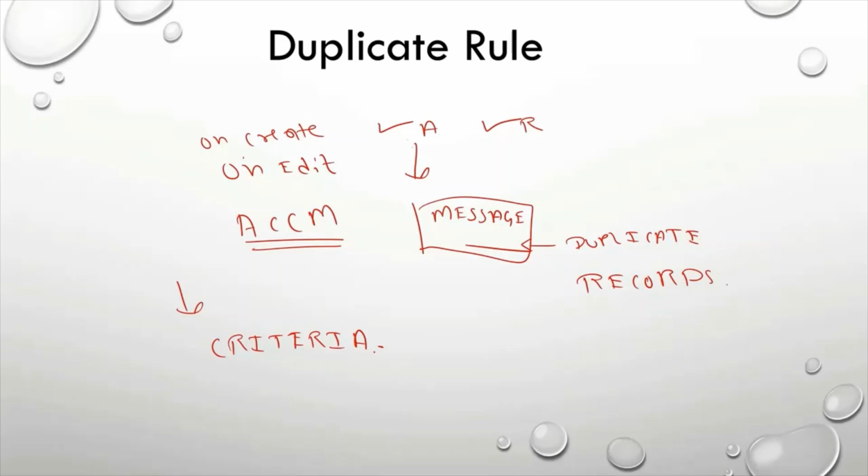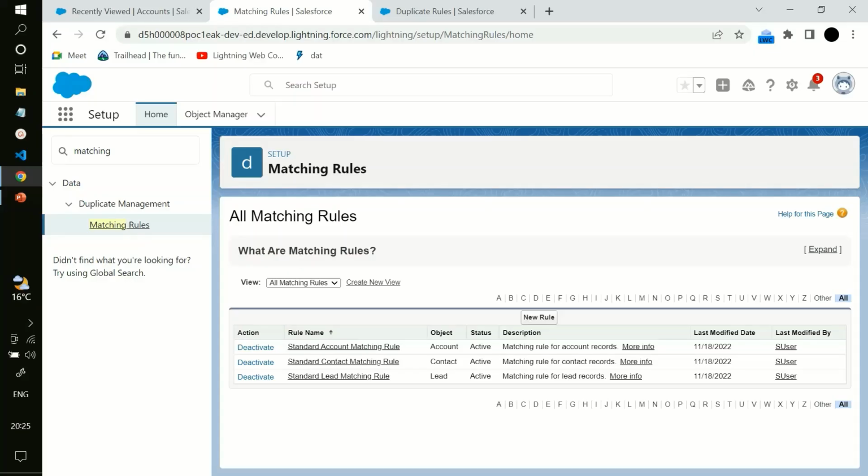Out of the box, Salesforce provides some standard matching rules which use fuzzy logic. Fuzzy logic means that if the name of an account is ABC and the name of another account is ABC Limited, it will consider them as duplicates. So this is the fuzzy logic. Now we will go to the org and see how we can create a matching rule and duplicate rule, and how it works in real time.